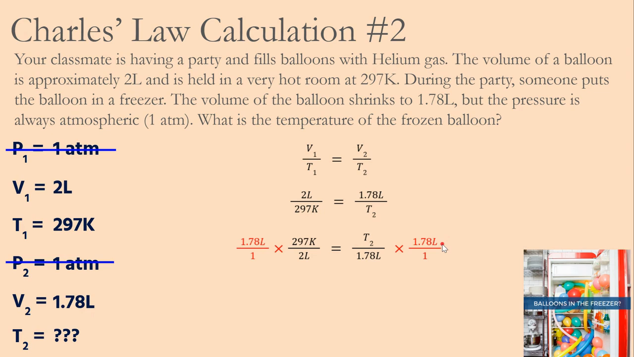On the right, that's 1.78 liters. And on the left, we have to do the same thing, 1.78 liters. On the left, only the units of liters will cancel. We'll rewrite our math, and we'll find that our final temperature is 264.33 Kelvin. Remember that we can use this flip trick, shown here, if our term is in the denominator.